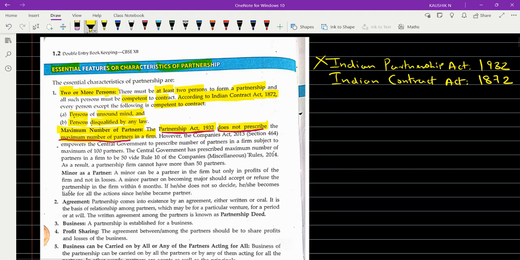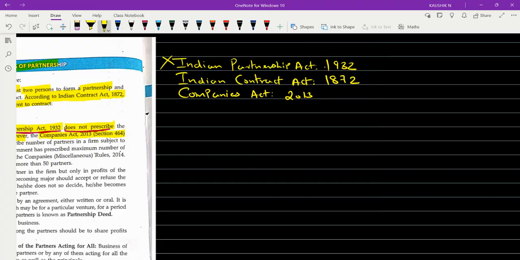Then who is insisting on this rule? However, it is mentioned very clearly: the Companies Act of 2013, Section 464. Now you are coming across one more act, called the Companies Act 2013. It is not stopping with this alone, it is further adding some information, that is Section 464.